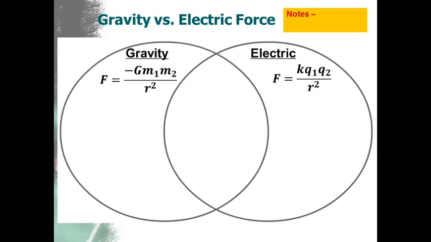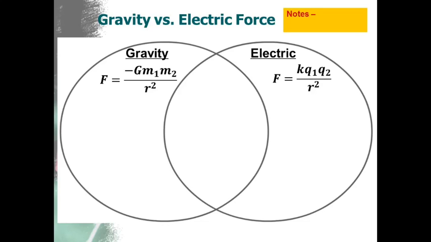So, go ahead and draw this Venn diagram. On the left-hand side, we have gravity, and we have Newton's law of universal gravity, which we learned in Unit 6. And then on the right-hand side, we have the electric force, Coulomb's law, which we just learned. What do they have in common?